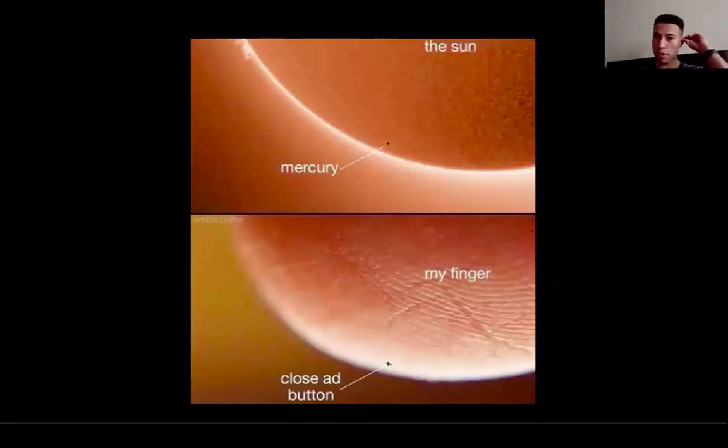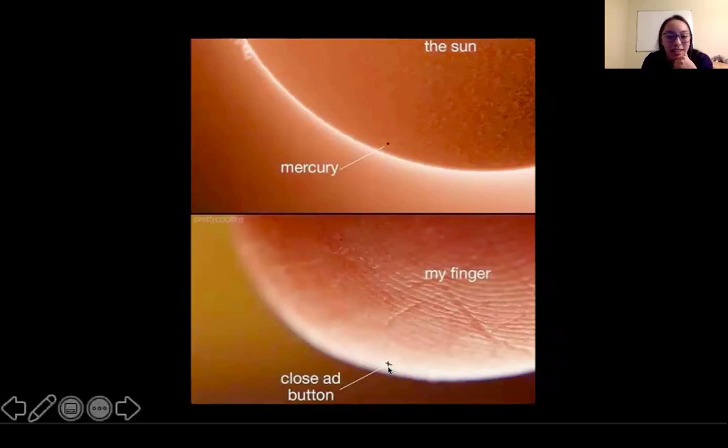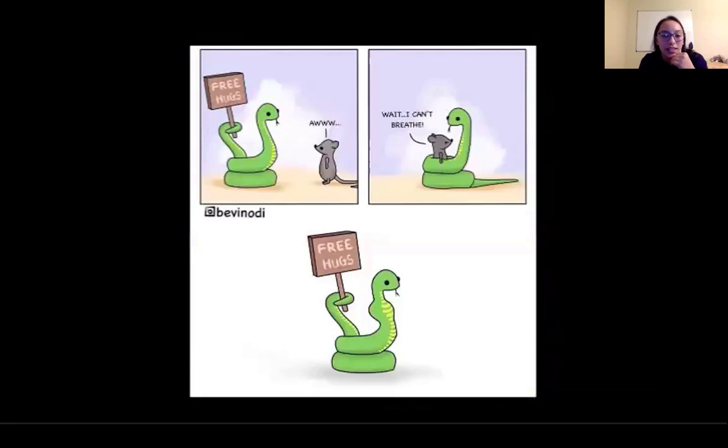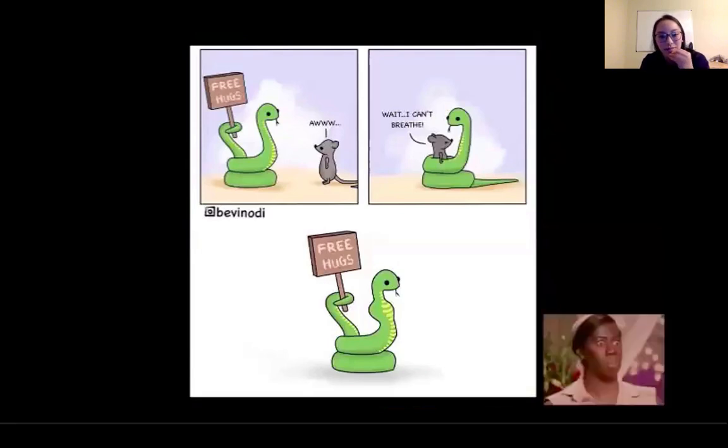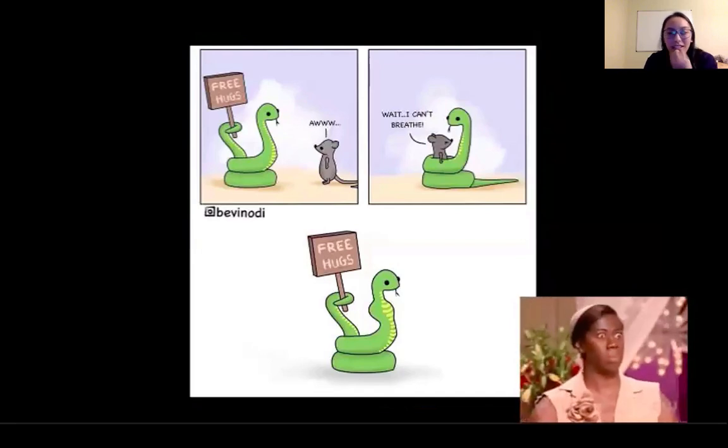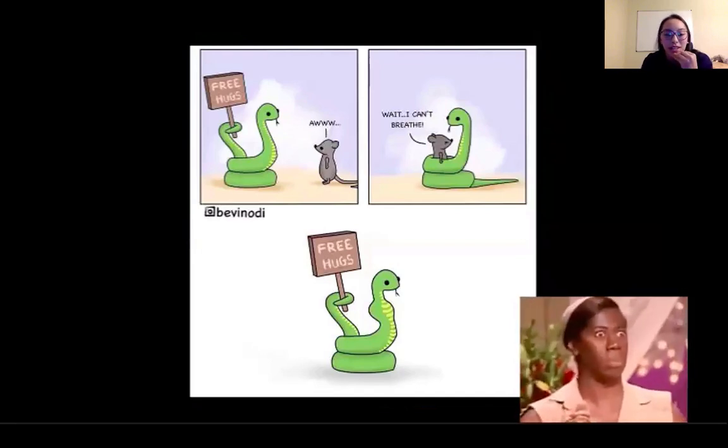Also this. You ever put garlic powder or garlic salt in eggs? Yes, super good, fantastic. But also, why did they make the close ad button so small? I don't even know. And then this is the last one. Free hugs or not. Yeah. Anyways, that's what I got.